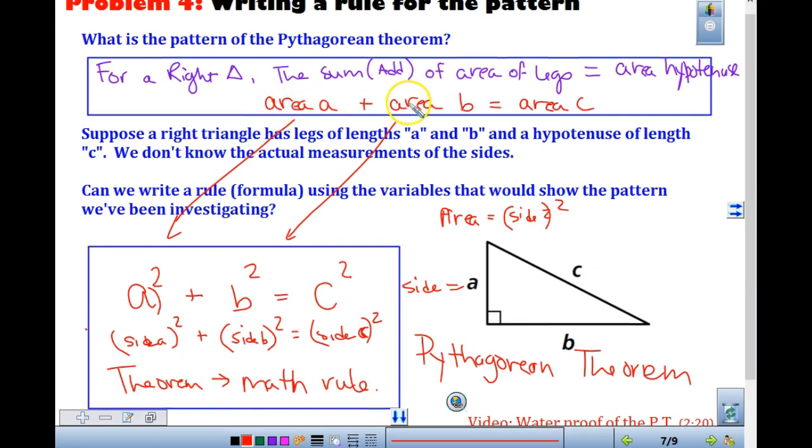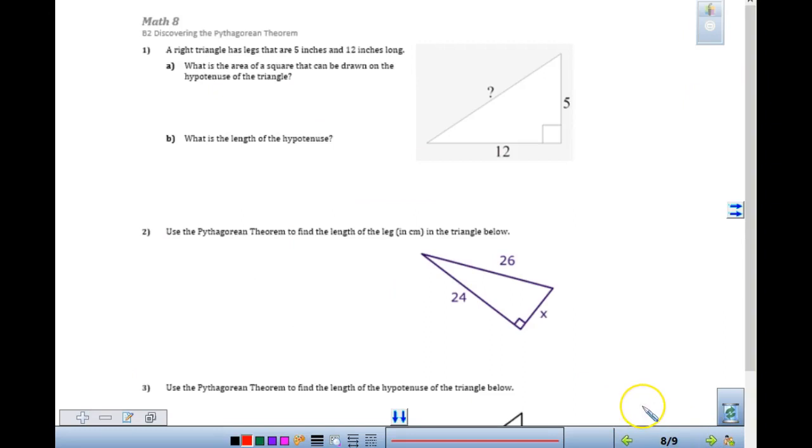Area of A plus area of B equals area of C. That's what we're going to be starting our homework with. So if you would please turn back to page 25, and your homework tonight is on page 25 and 26. Okay? So 25 and 26.